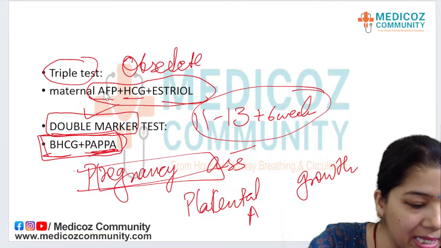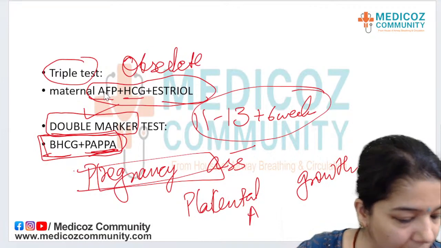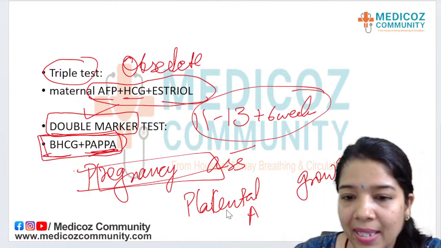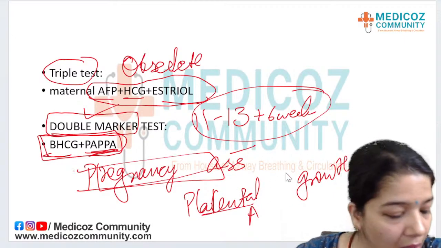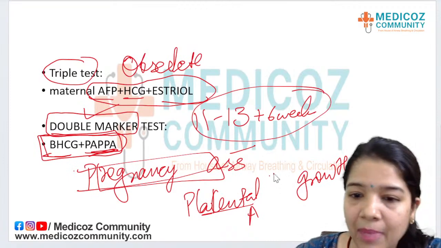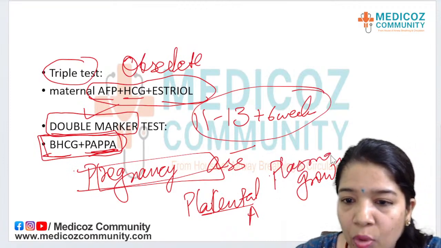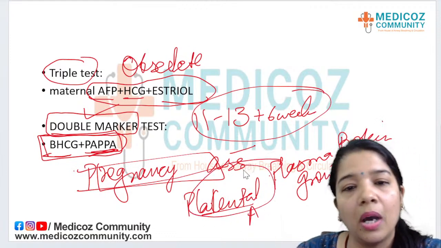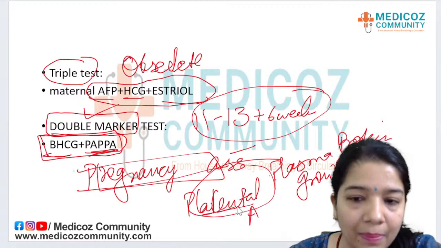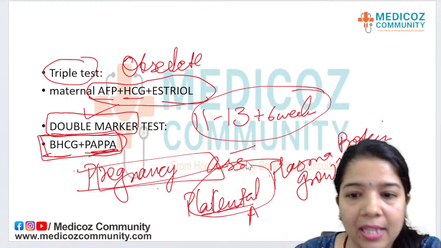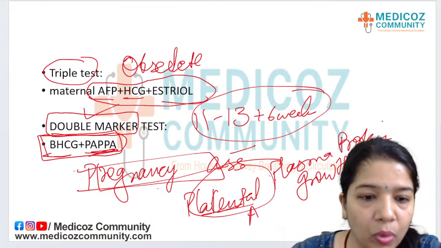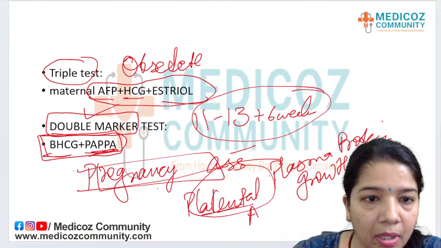I am simultaneously seeing the live chat. Yes, pregnancy associated plasma protein A, that's exactly the word. So remember, where is this plasma protein coming from? It's coming from the placenta only. As we know, all these factors are always coming from the placenta. So it's pregnancy associated plasma protein A. Okay, moving on to the question.